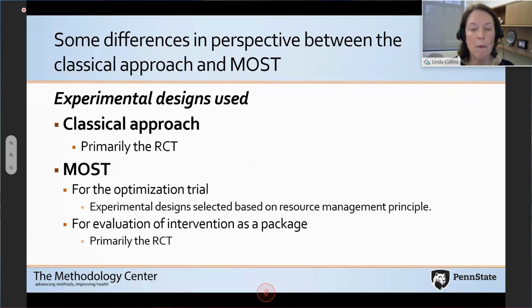Then, for the evaluation of the intervention as a package in the evaluation phase, MOST, again, would primarily use the RCT. Now, most of us on this webinar have been trained as scientists, and I think in your scientific training you learned that no one experimental design is useful for addressing every single experimental question. Instead, the selection of experimental design should be based on the experimental question. And so this is an explicit acknowledgement of that. Depending on the scientific question that you pose when developing an intervention, you might want to use different experimental designs.